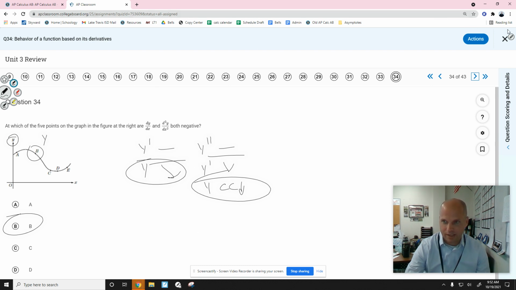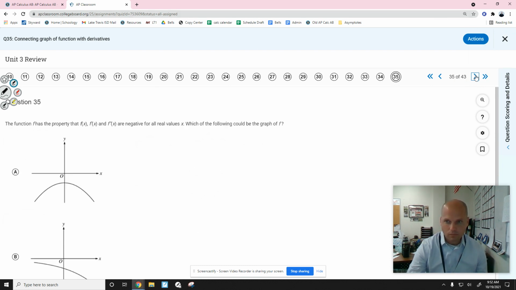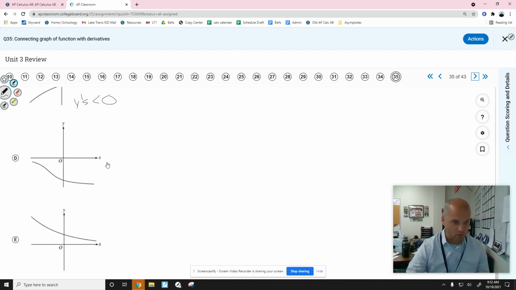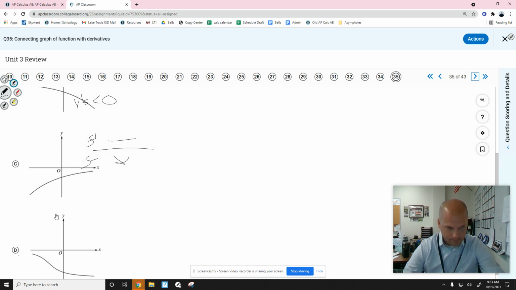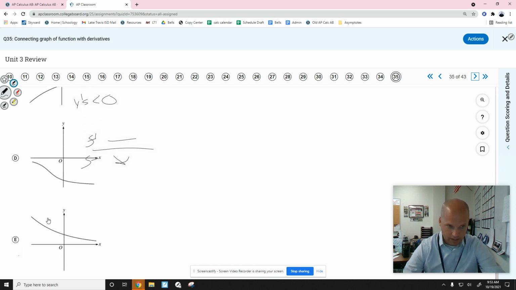Charts. Understanding. F prime and f double prime are negative for which graph of f? Well, if f is negative, that means the y's are going to be negative. I shouldn't see any of these graphs with positive y's. Wow, E. Out. Oh, this one's bad. Okay, so E's out. F prime negative. F's got to be going down everywhere. This is not going down everywhere. This is. This is not. This is. Again, E's already gone.